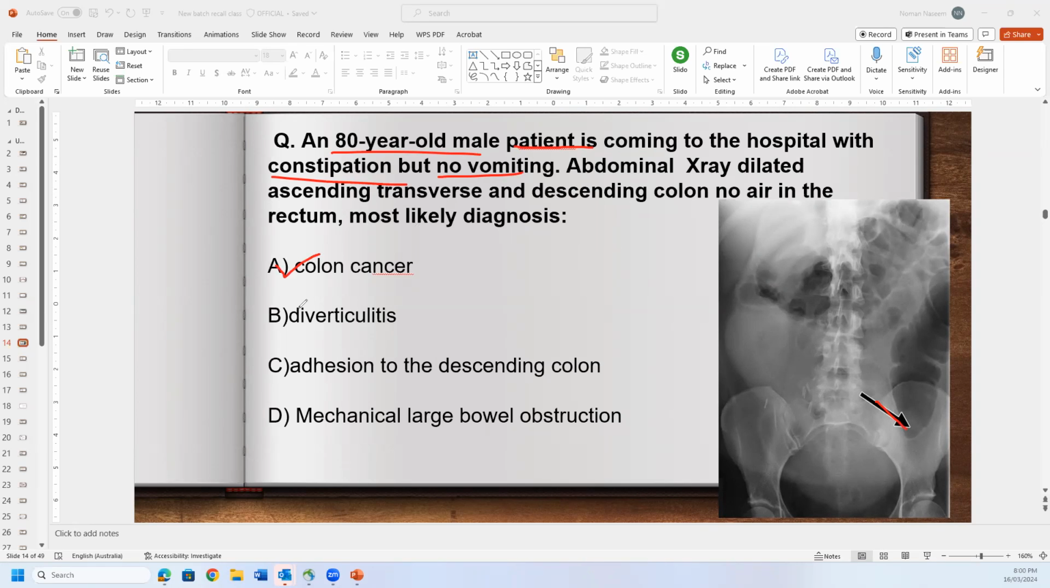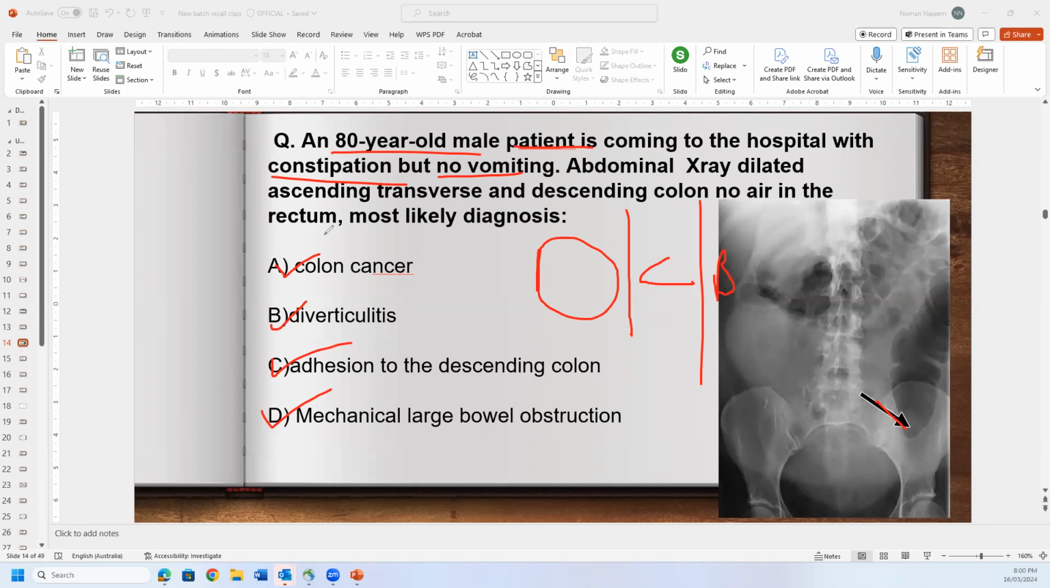Is it a colon cancer? Is it a diverticulitis? Is it adhesion to the colon? Or is it mechanical large bowel obstruction? All right, so the majority has given answer D, some have given answer C, a few B. Let's discuss it one by one by putting logic behind it.